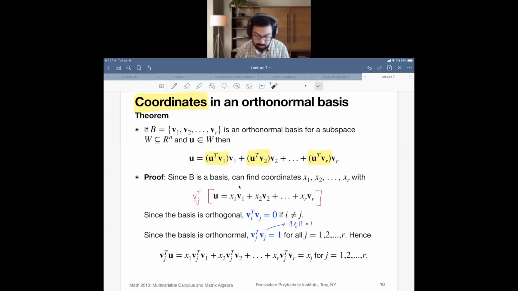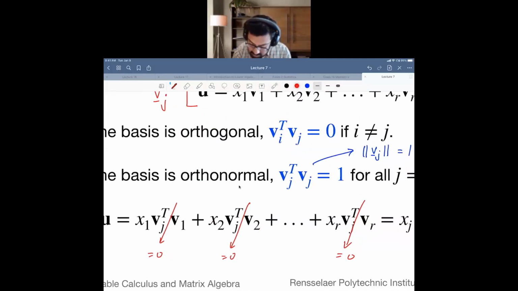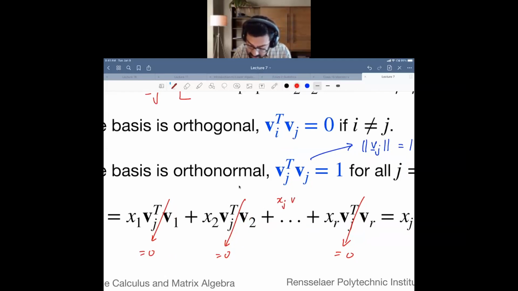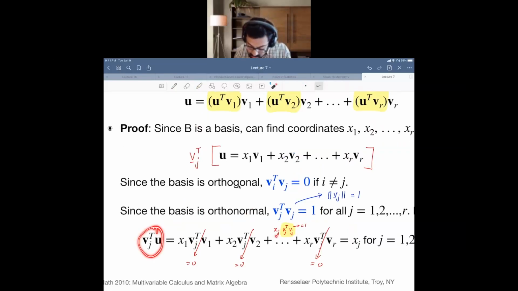I know that the orthogonality has to be met. So what do I get? This guy goes to 0 when j is not equal to 1. This guy goes to 0 when j is not equal to 2. This guy goes to 0 if j is not equal to r. The only thing that will not go to 0 is one term right in the middle. What is that? It is going to be xj Vj transpose Vj, the dot product of Vj with Vj. That is the only thing that will not go to 0. But I also know that this is going to be 1. So what you end up with is this equals xj. That's it, xj, for all j.